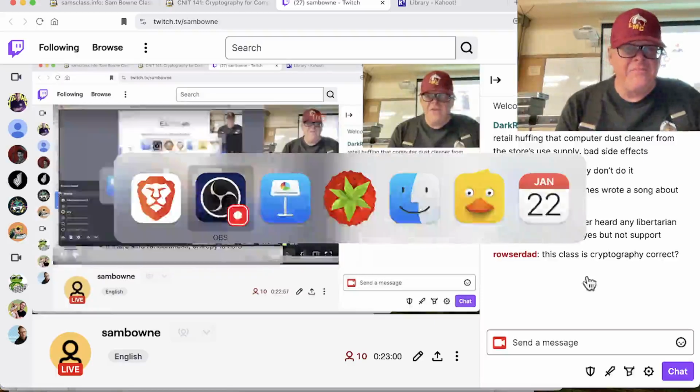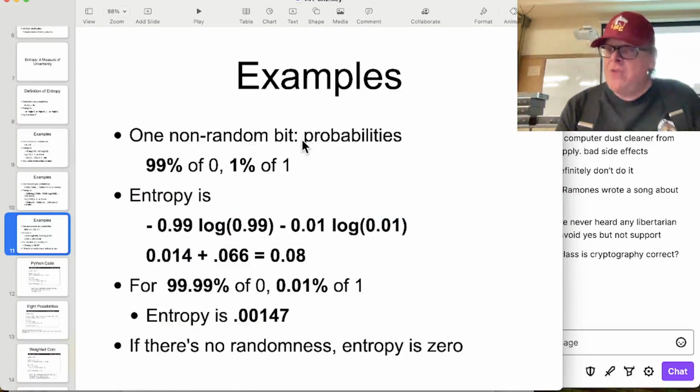All right. So if you have a non-random bit, like 99% of them are 0 and only 1% of them are 1, then the entropy is this. Now the log of 1 is 0, and this log is almost 0. And so you end up with 0.08. So you have less than 1/10 of 1 bit of information here. And of course, if it were all 0, you'd have 0 information.